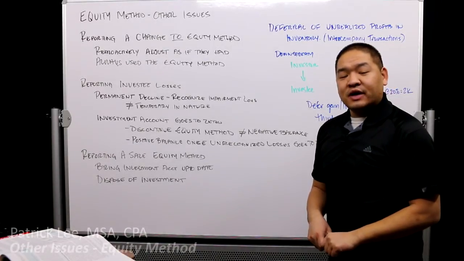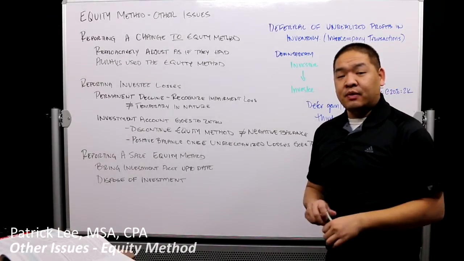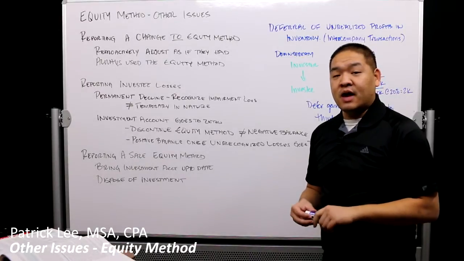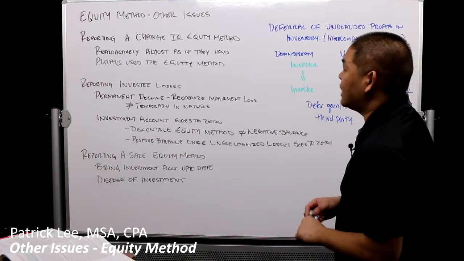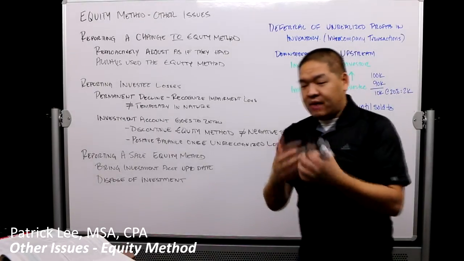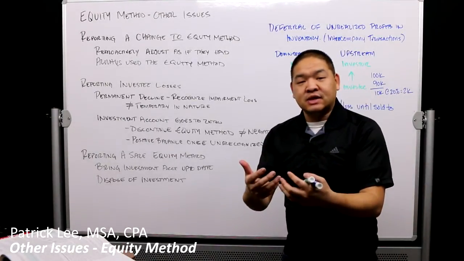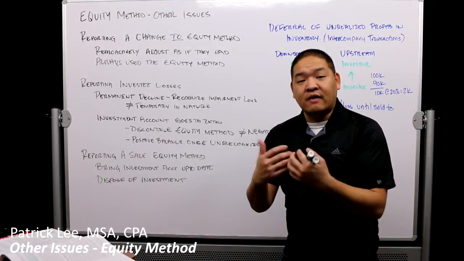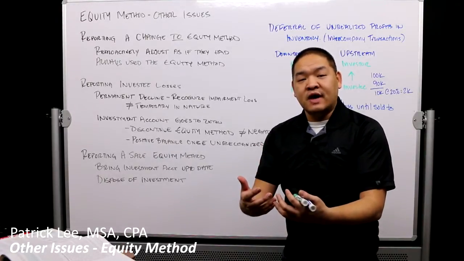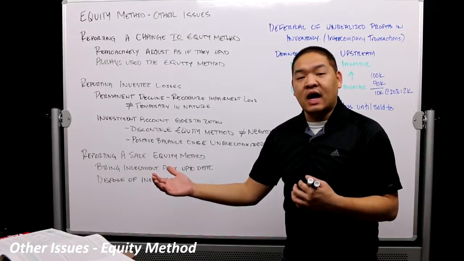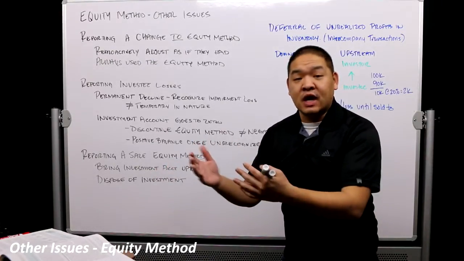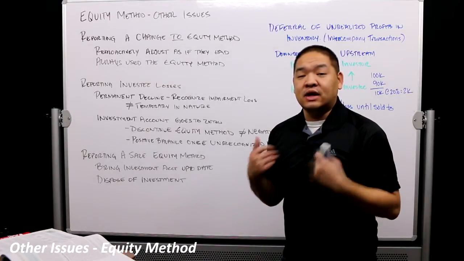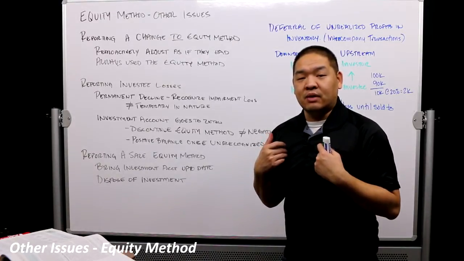All right, in this lesson, we're going to go over some other issues that might come up when it comes to the equity method. Let's start first with reporting a change to equity method. So thinking about it this way, we take a 10% stake in an organization. We don't have control or influence of that investee. Later on, we decide, hey, we're going to up our ante to 25%. Therefore, that says we need to change all of our books to the equity method.